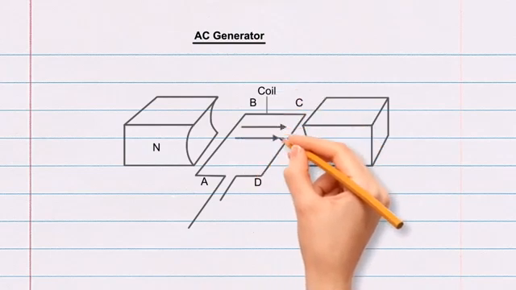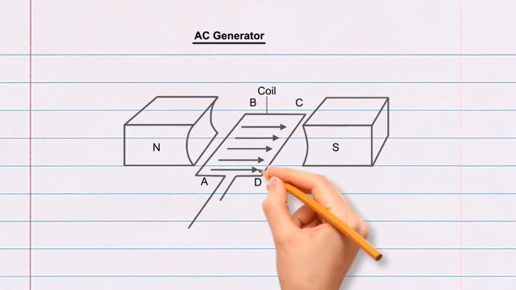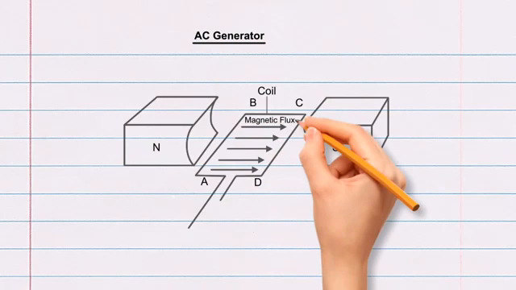Inside the parallelogram ABCD, draw 5 horizontal arrows pointing rightwards and parallel to each other. Label these arrows as magnetic flux.